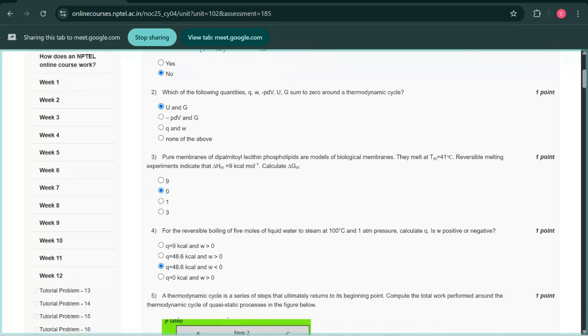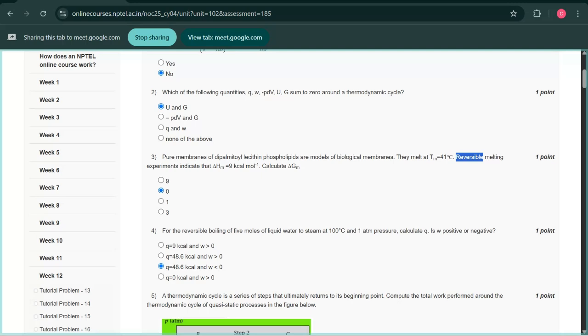Third question, it's actually a little tricky, but it's a simple question. There is a membrane and it melts at a melting temperature of 41 degrees Celsius. Some reversible melting experiments show that delta HM, the melting enthalpy, is 9 kilocalorie per mole. They're asking us the Gibbs free energy. It's a tricky question because the important thing to note here is a reversible process. It's a reversible process, so that means it is at equilibrium. So at equilibrium, the Gibbs free energy is equal to 0.